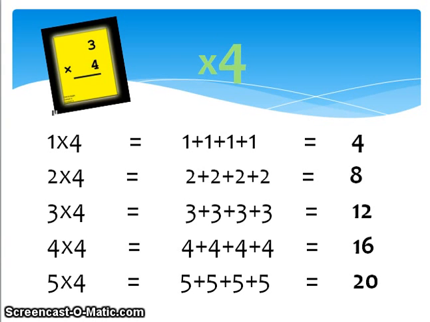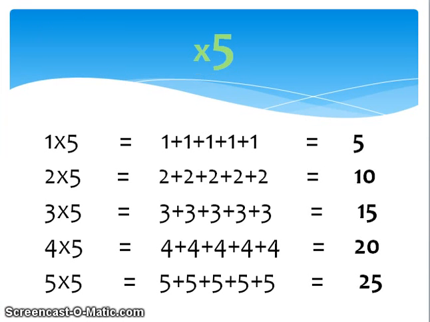For this and the next slide, I won't go through each example, but I will say that for multiplying by 4, 1 times 4 equals 4, 2 times 4 equals 8, 3 times 4 equals 12, 4 times 4 equals 16, and 5 times 4 equals 20. And lastly, we have multiplying by 5. 1 times 5 equals 5, 2 times 5 equals 10, 3 times 5 equals 15, 4 times 5 equals 20, and 5 times 5 equals 25.